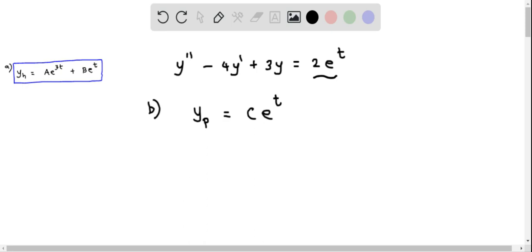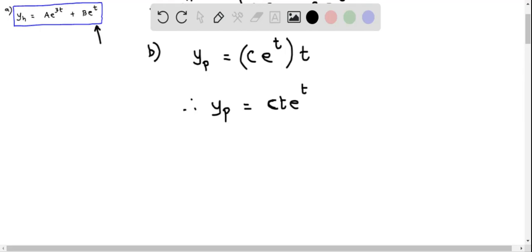But observe that this e raised to the power of t is basically one of the terms in the homogeneous solution. So we should multiply this quantity by t. And so therefore we get the particular solution, this equals c t e raised to the power of t. But we have to determine the value of the constant c. So let's see how to determine the constant c. And for that, we should find the two derivatives of this yp, since this is a second order differential equation.